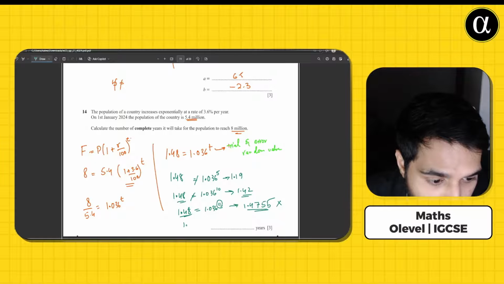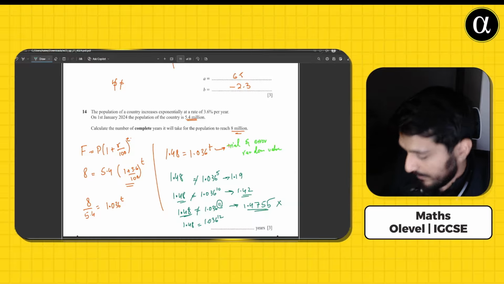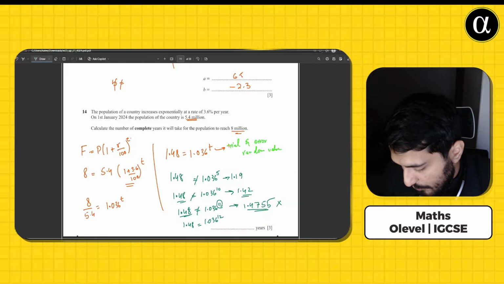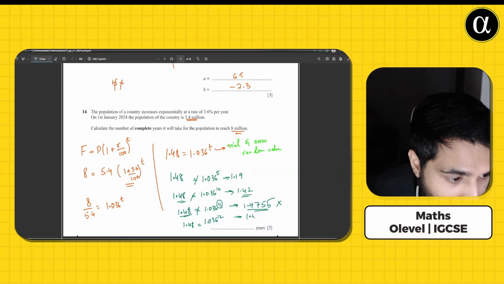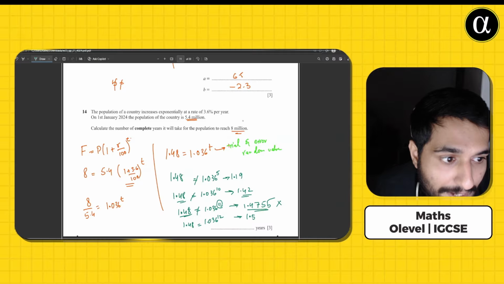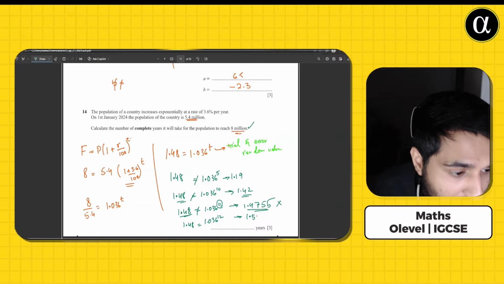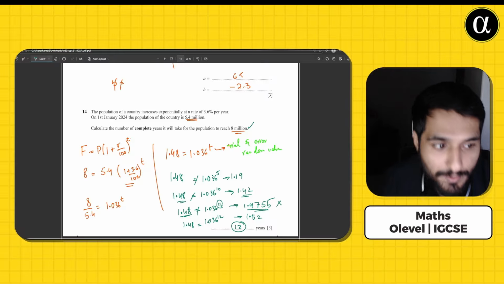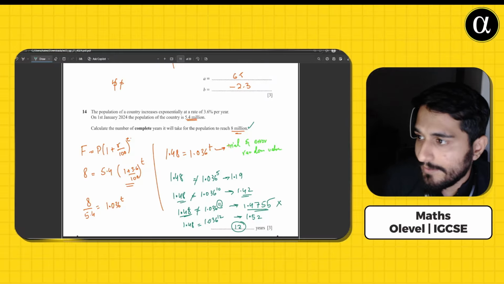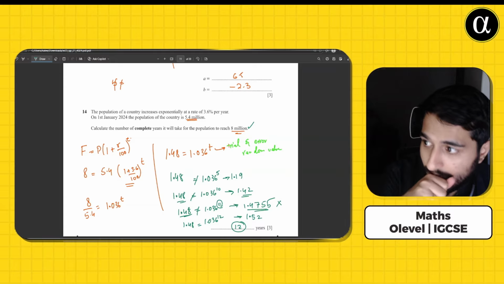So what we're going to do is 1.48 is equal to 1.036 power 12, and power 12 would give me 1.52. Now this value has exceeded. That means the 8 million population has been achieved for the case of 12. So we would say the answer is going to be 12 years with the help of this trial and error.